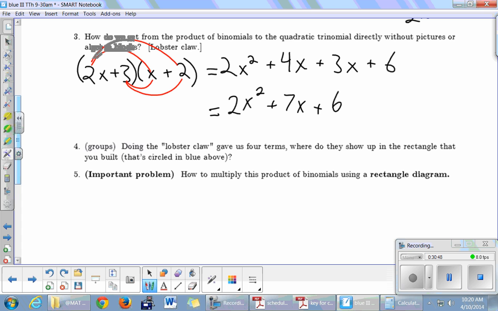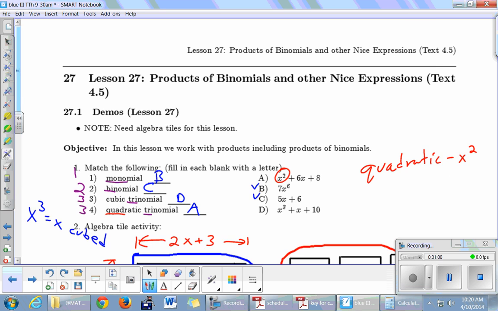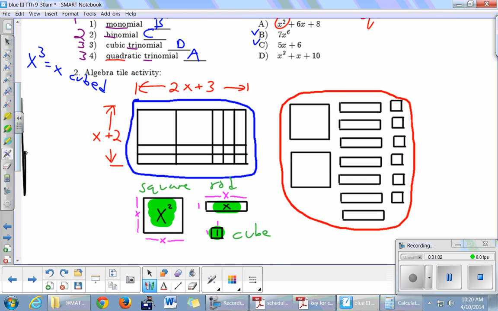Doing this lobster claw gave us 4 terms originally. It combined down to 3 terms, but originally it was 4 terms right up there. I want to see where they show up in the rectangle that we built, which is back over here. So I'm going to draw in some extra lines here, this line right here and this line right here, which is my way of really separating the shapes that are on your table. You have 3 different kinds of shapes, right? I'm just separating them by drawing in those 2 lines.